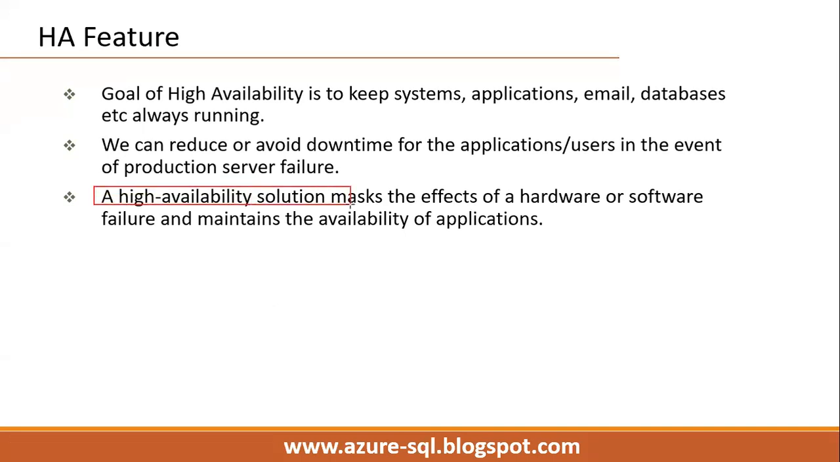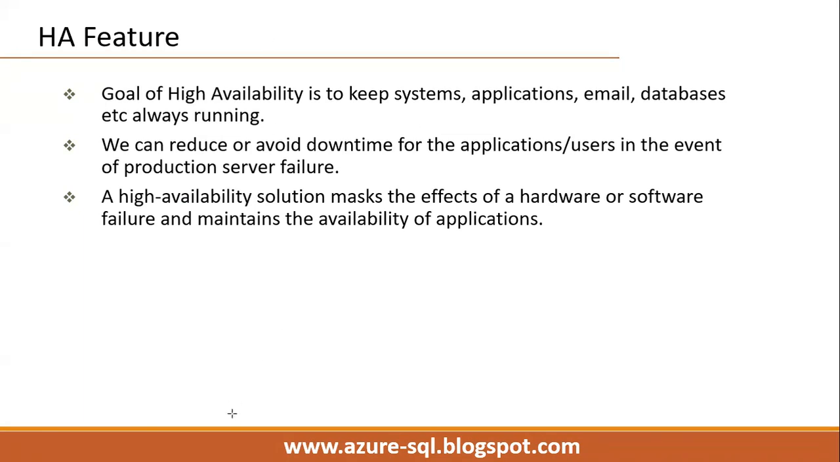A high availability solution masks the effects of hardware or software failure and maintains the availability of applications or databases. Masking the effects, as we have already seen, is nothing but hiding. Software or hardware effects are hidden from the end users. End users don't know what happened in the background, but they can continue with the standby servers, standby databases.